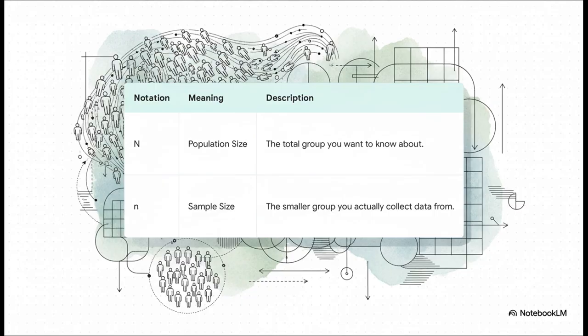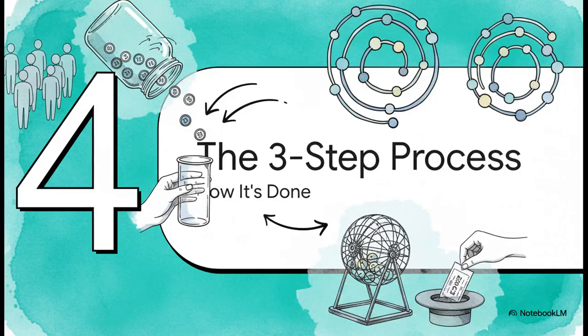All right. Next up in the toolkit, some super simple notation you're going to see all the time. Big N is your population size. That's the whole shebang. Everyone on your master list. And little n is your sample size. That's the smaller group you're actually going to collect data from. That's it. Big N, little n. Easy.